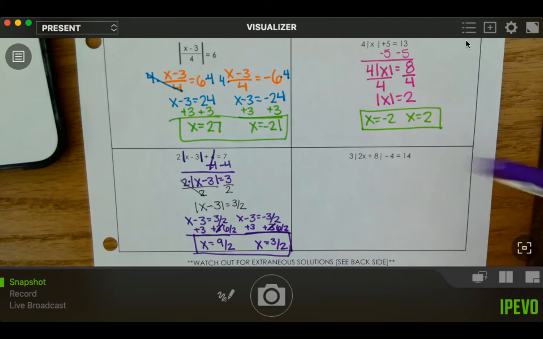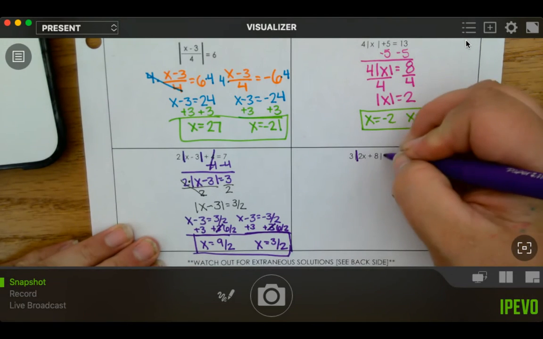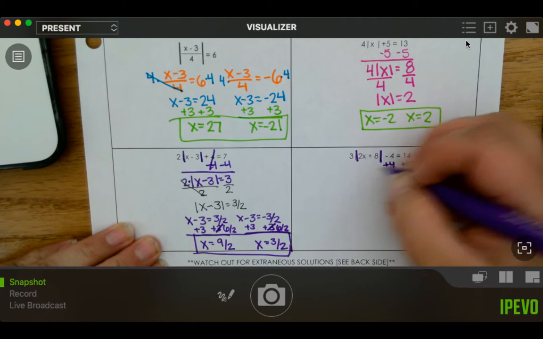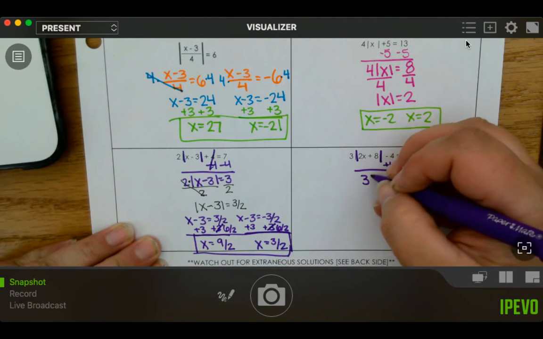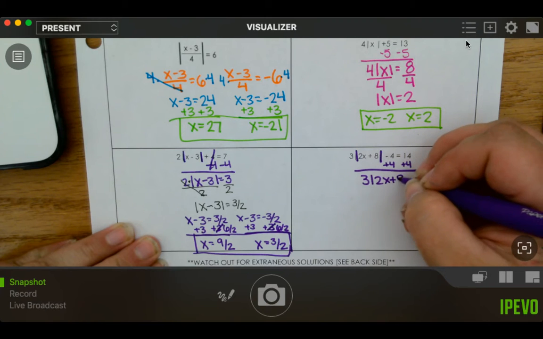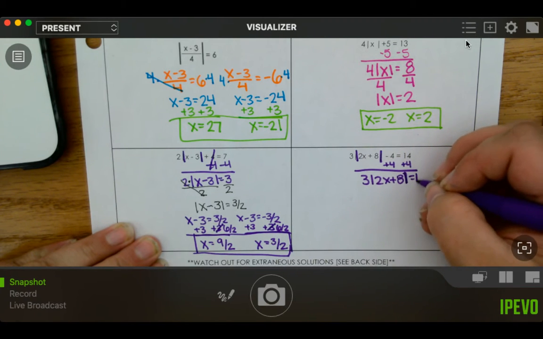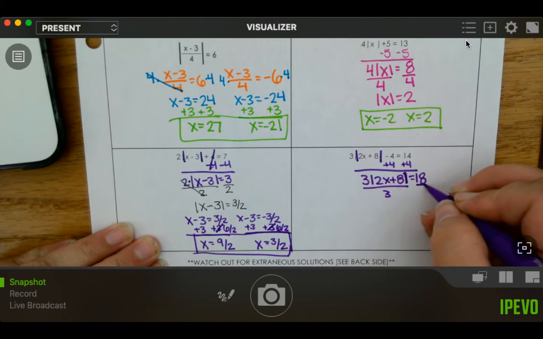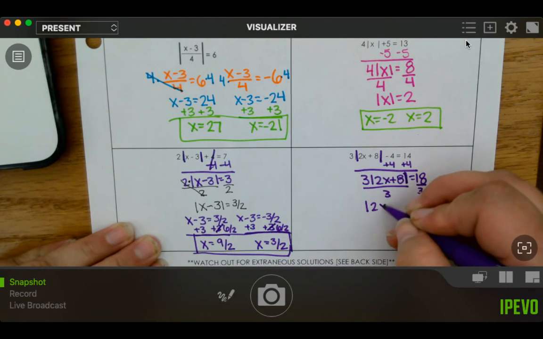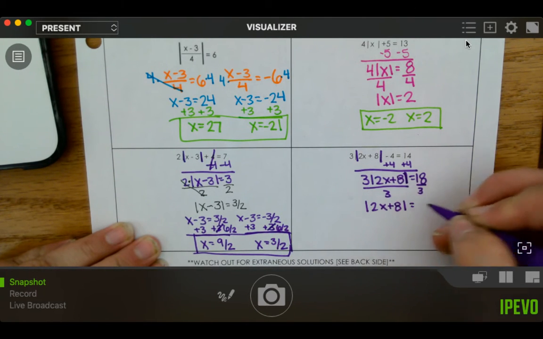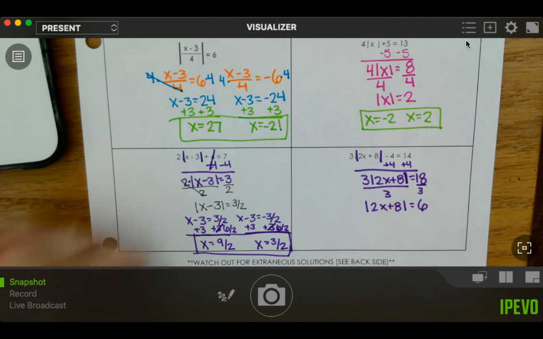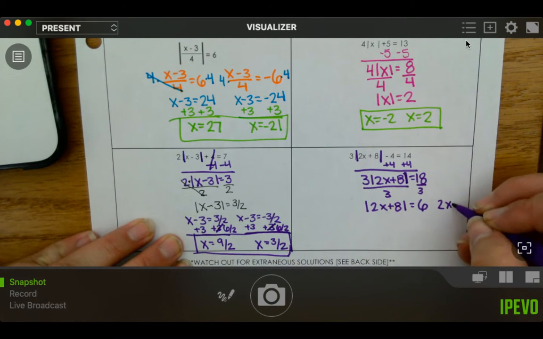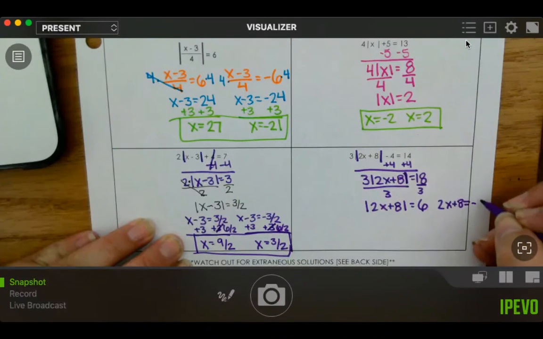Last one on this side. Got to get these absolute values all by themselves. So we're going to add the 4. 14 plus 4 makes 18. And then we divide by 3. 18 divided by 3 is 6. This means that I have this equation and 2x plus 8 equals negative 6.